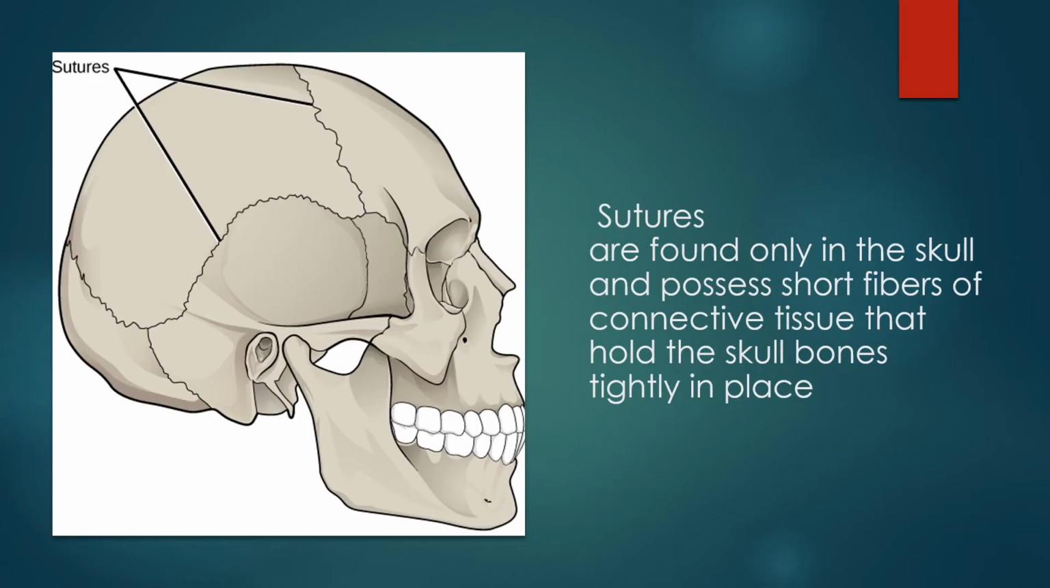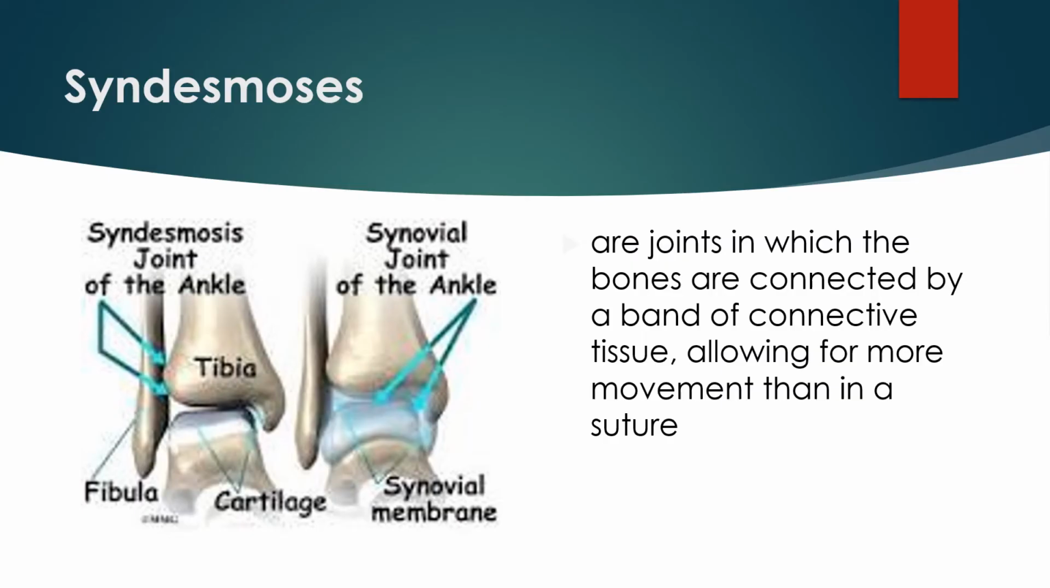Sutures. These are found only in the skull, and they possess short fibers of connective tissue that hold the skull bones tightly in place. Syndesmoses. These are joints in which the bones are connected by a band of connective tissue, allowing for more movement than in the suture. Examples of these are the tibia and the fibula in the ankle.